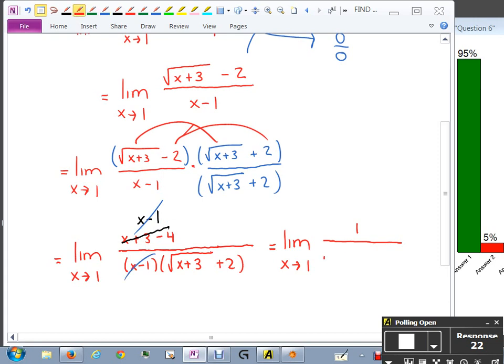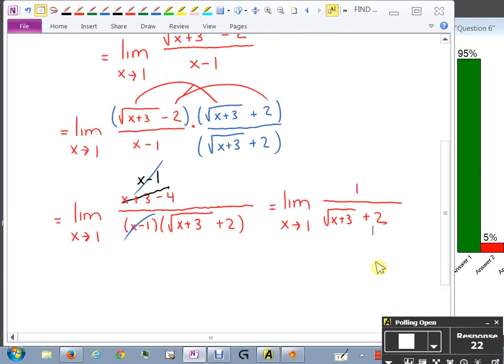Square root of x plus 3 plus 2. So go ahead and take your limit now. You get 1/4. Because this becomes 1, that's now 4. Root 4 is 2. 2 plus 2 is 4. 1/4. So 1/4.